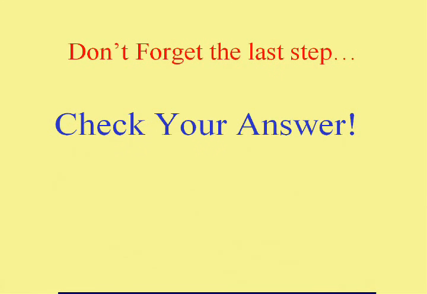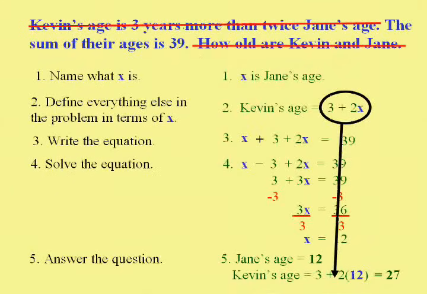Let's check the answer now. It said that the sum of their ages should be 39. So let's add their ages up. And son of a gun, it is 39. So at least check to see if it's reasonable.